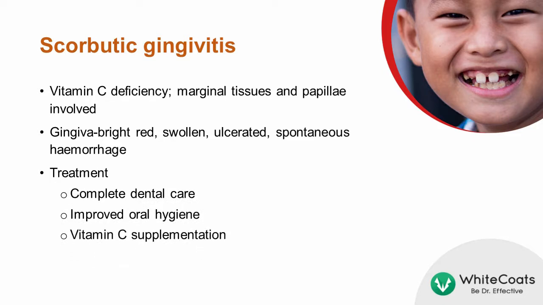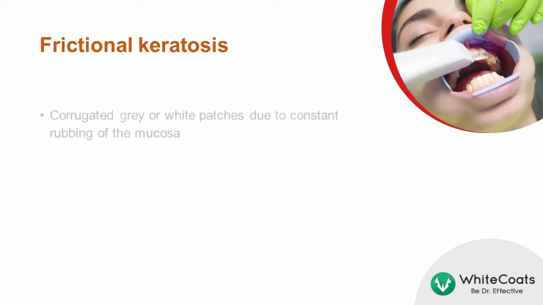Scorbutic gingivitis is caused by vitamin C deficiency. It causes the gingiva to become bright red, swollen, ulcerated, with spontaneous hemorrhaging. The treatment includes complete dental care, improved oral hygiene, and vitamin C supplementation.